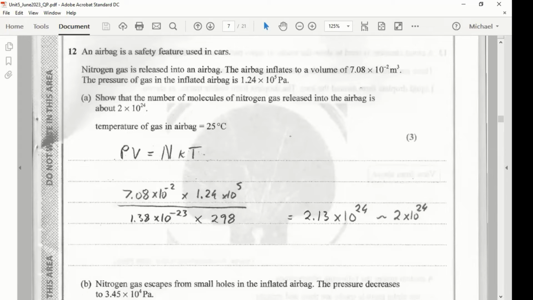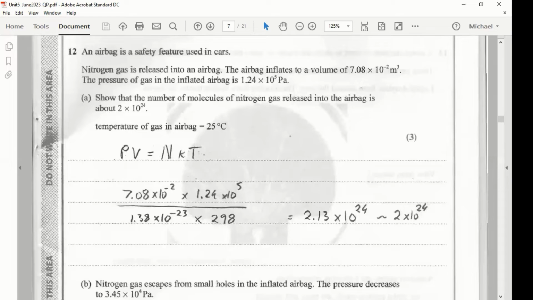You're going to use the formula PV equals N little k T. And what we're trying to do is find out what N, the number of molecules, is. So we have the pressure and we have the volume, multiply those two together. And then we divide by little k and we divide by the temperature in Kelvin. And we end up with 2.13 times 10 to the 24, which is approximately 2 times 10 to the 24.